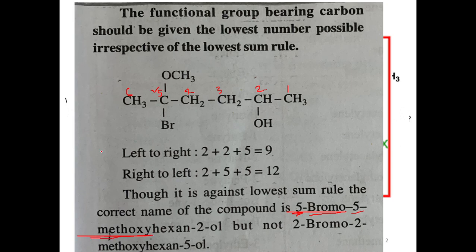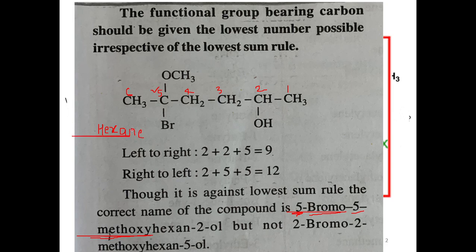Now we have to find out the longest linear chain name, the parent chain name. We have 6 carbon atoms. That means it's a hex group. We will write here hex family. Now you have to check whether any double bond or triple bond is present on the parent chain or not. You can see here there is no double or triple bond present. That means we have to write ane. Alkane family, that means ane. Hexane.